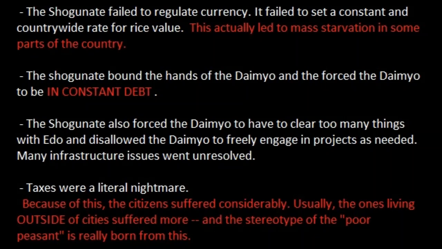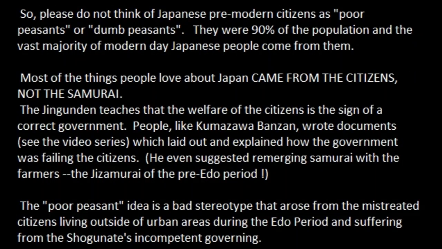And this is really affecting the suburban and the non-urban peasantry, the non-urban citizens. And this is where some of these stereotypes of the dumb farmer or the dirty farmer, the country bumpkin peasant, really start to be born from this reality of the mismanagement during the Edo period. So, please don't think of Japanese pre-modern citizens as poor peasants or dumb peasants. They were 90% of the population, and the vast majority of modern-day Japanese people come from them. Most of the things that people love about Japan came from these citizens, not from the samurai.